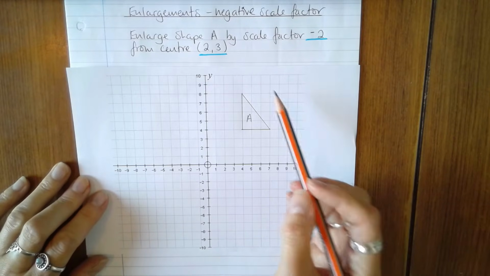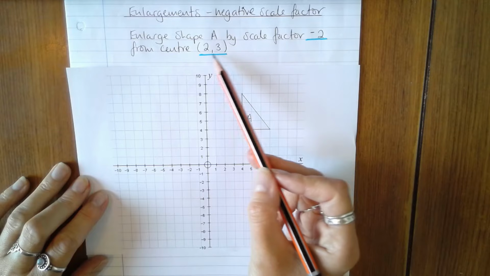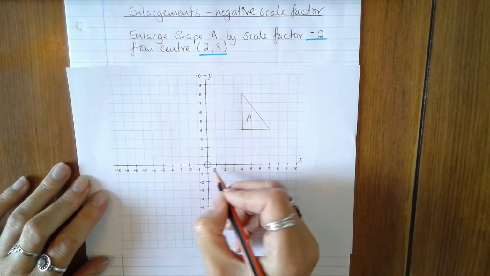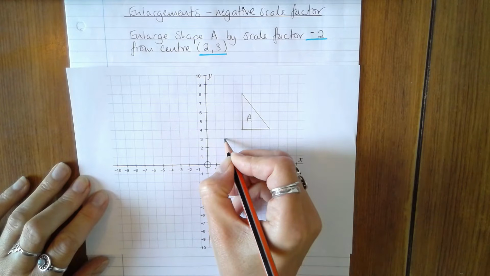So the first thing I'm going to do is to mark the centre of enlargement, and that centre is at 2, 3.